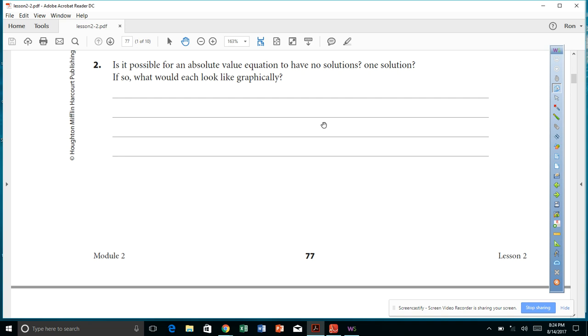Is it possible for an absolute value equation to have no solution, one solution? We just covered that. It is possible. If so, what would each look like graphically? And I just did that for you.